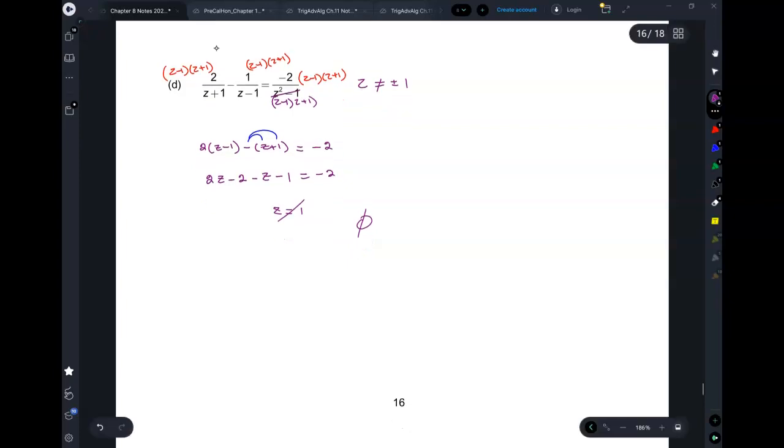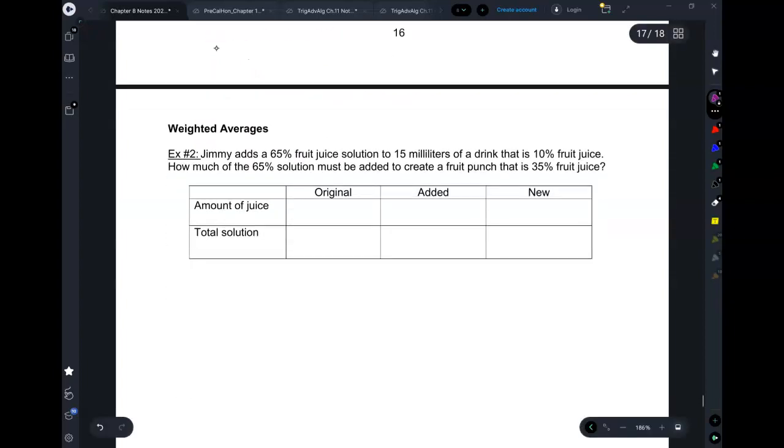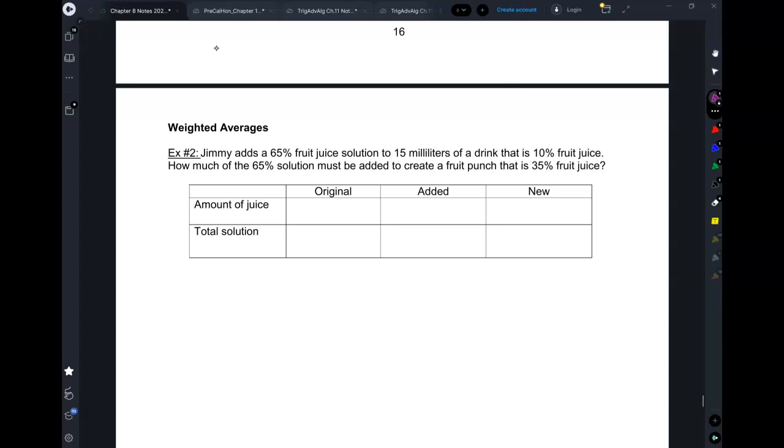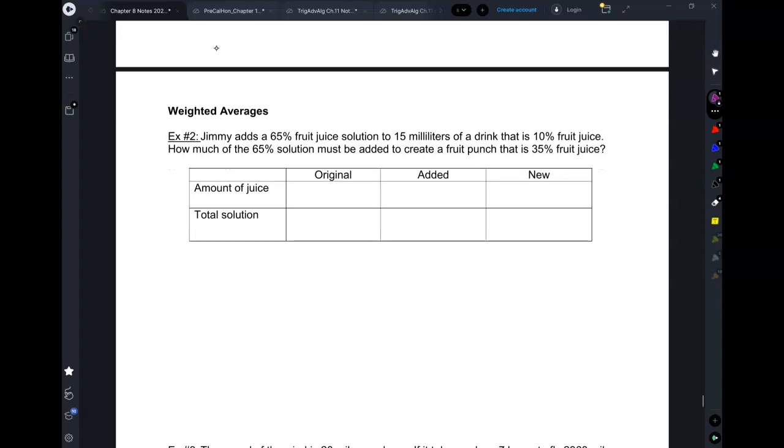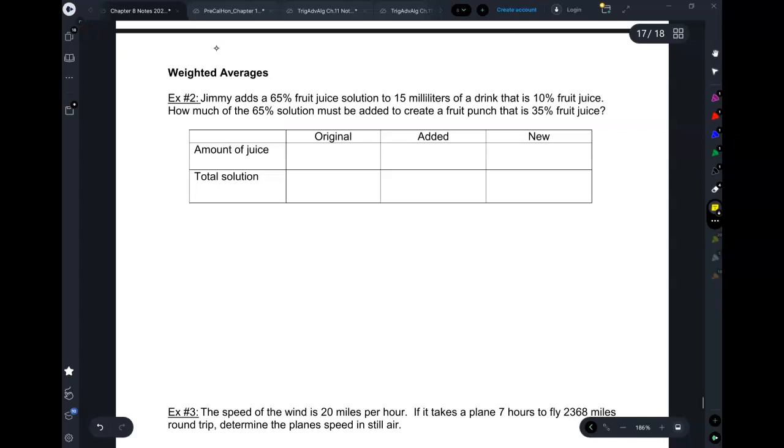All right. So let's move on. We're going to talk about concentration in the next one. This concept we're going to talk about is called weighted averages. So let's take a look at this problem. Jimmy adds 65% fruit juice solution to, so this is what he's adding. So there are two solutions here, to 15 milliliters of a drink that is 10% fruit juice. How much of the 65% solution must be added to create fruit punch that's 35% fruit juice?